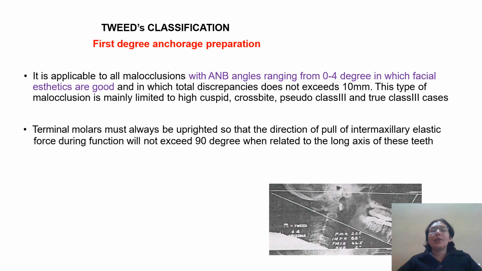Tweed's classification: he classified anchorage as first degree anchorage preparation, which is applicable to all malocclusions with FMA ranging between 0 to 4 degrees, in which facial aesthetics are good and total discrepancy does not exceed 10 millimeters. Here the terminal molar must always be uprighted, so the direction of pull of intermaxillary force during function will not exceed 90 degrees when related to the long axis of these teeth.